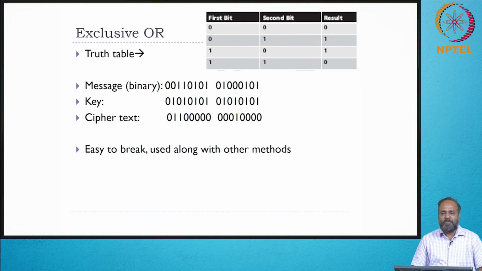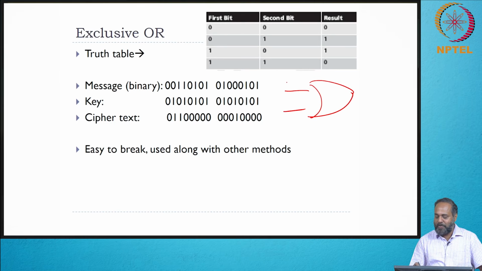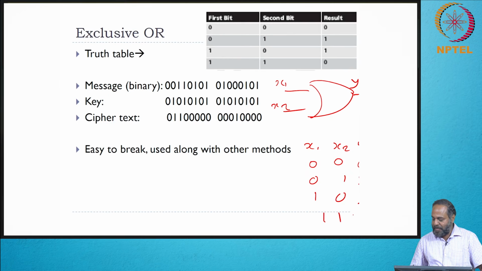This is known as transposition. Exclusive OR, some of you may know the truth table of exclusive OR if you have learned this in engineering, otherwise do not worry. Exclusive OR is represented like this. You have two inputs, x1 and x2, and y is the output. When both the values are the same, the output will be 0. Okay. When they are different, the output becomes 1. When it is 1 0, again 1. When it becomes 1 1, again 0.